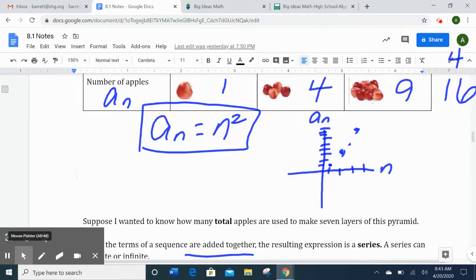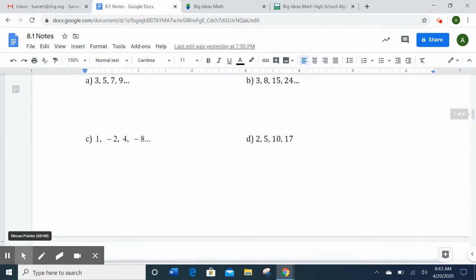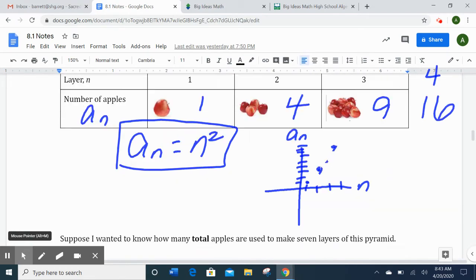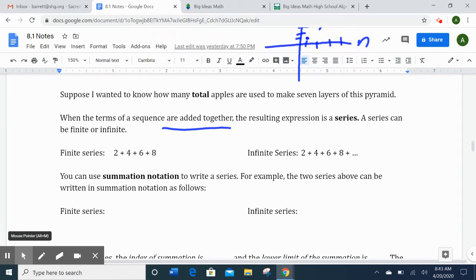So a sequence is just a list of numbers. These are all sequences because they're just lists of numbers. A series is all added up together. So it can be finite, 2 plus 4 plus 6 plus 8. Boom, that's a finite series. Or it can be infinite, 2 plus 4 plus 6 plus 8 plus ..., which means recognize the pattern and keep going forever. 2 plus 4 plus 6 plus 8 plus 10 plus 12 plus 14, etc.